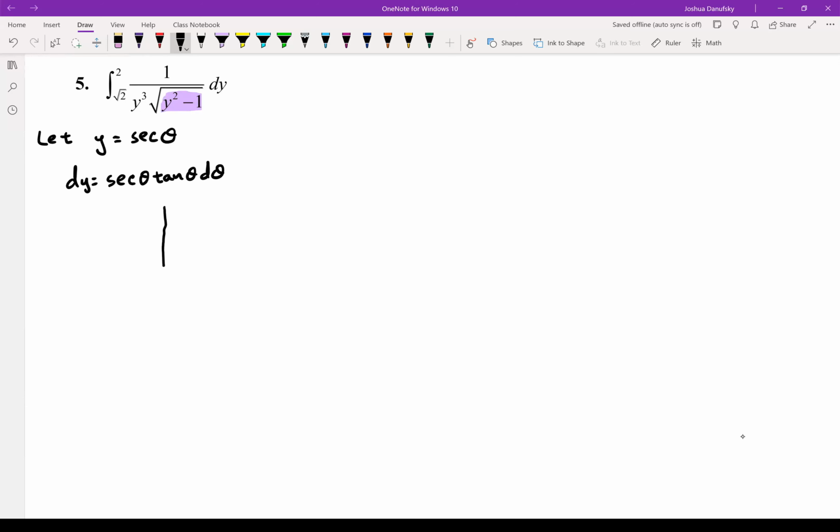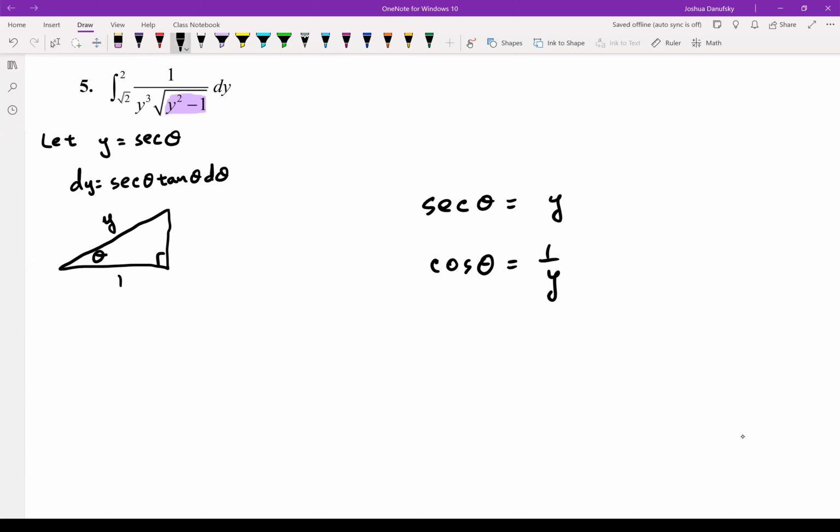Again, we'll draw a right triangle with the acute angle theta. Since secant theta is equal to y, that means that cosine theta is equal to 1 over y. So we have an adjacent side of 1, hypotenuse of y, and then we can use the Pythagorean theorem to get root y squared minus 1. We notice that we can rewrite the square root of y squared minus 1 as simply tan theta, because the tangent of theta is going to be opposite over adjacent.